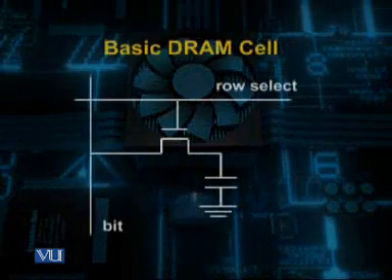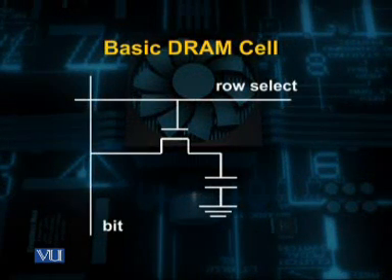Let us have a look onto this one transistor cell and see how read and write operations are performed. The write operation is very simple. We just drive the bit line and select the row by turning on this pass transistor. Whereas for read, we will need to pre-charge this bit line to high and then turn on the pass transistor.